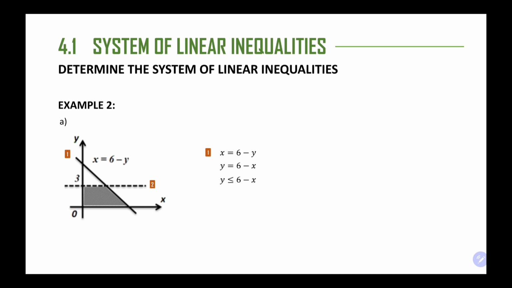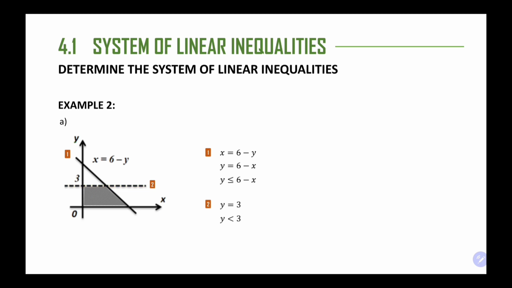And second line, we have straight line at y equals to 3. So we put y equals to 3. Since the region is below the line, so we put y less than. And this line is broken line, so it doesn't have equal sign. So we just put y less than 3.